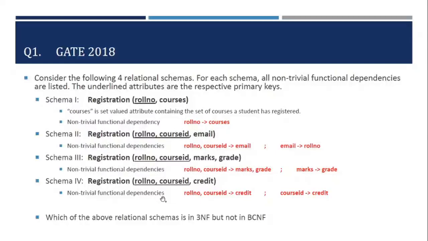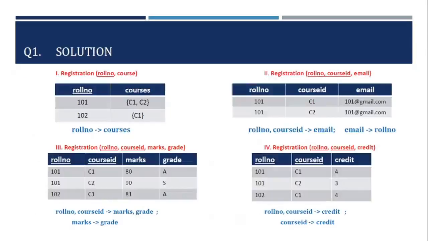So let us first find which relation schema is in 3NF. So once we find that, let us see whether it is in BCNF or not. So let us consider an example and populate the schemas that are given. So let us consider roll number 101, set of all courses is C1, C2, and for roll number 102, set of all courses is C1.